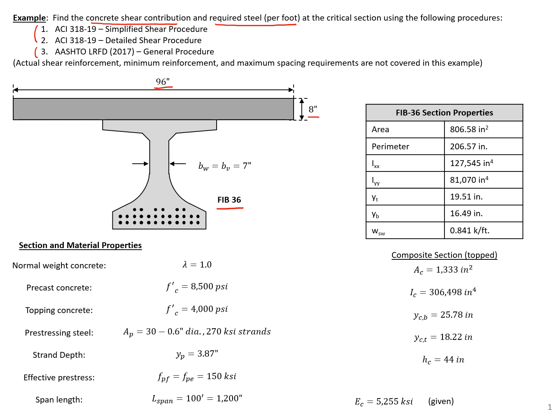I give us our gross section properties here for our FIB section, and I also give us our composite section properties. We have also shown here some other material properties. We have our precast concrete strength, our given modulus for our concrete, and our strand depth and strand area. And we'll have a 100-foot span length here.